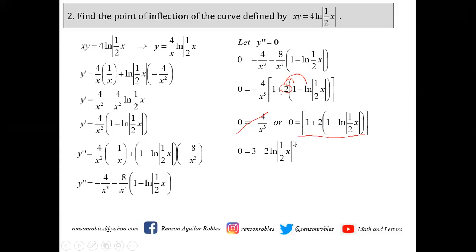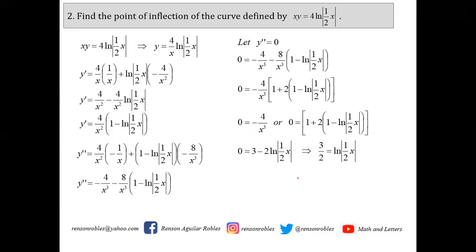So you have 0 equals 2 times 1 is 2, then plus 1, that will give us 3. And then 2 times negative 1 half ln 1 half x is negative 2 ln 1 half x. And then this can be written in the form 2 ln 1 half x equals 3, or 3 halves equals ln 1 half x.